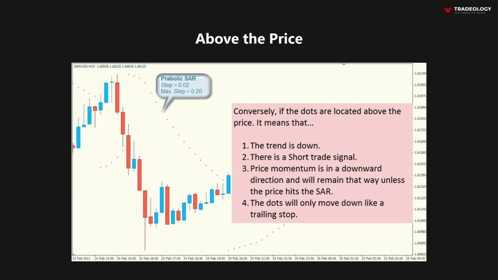If it's above the price, it means that the dots indicate that the trend is down, there is a short trade signal, price momentum is in a downward direction and will remain that way unless the price hits the SAR. The dots will only move down like a trailing stop.